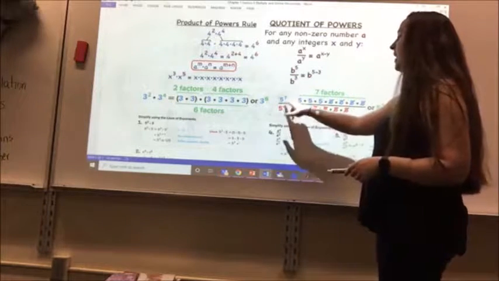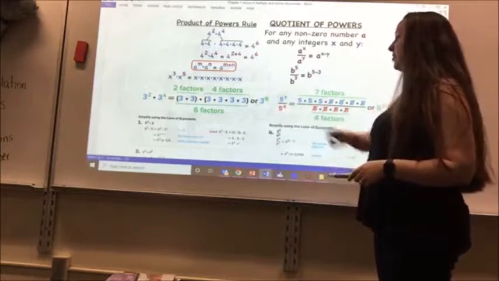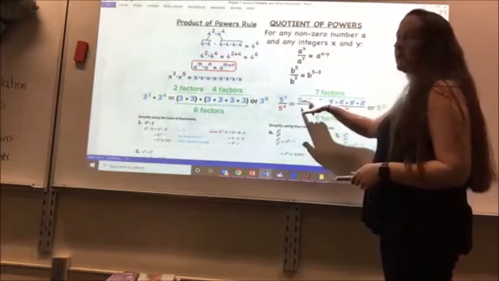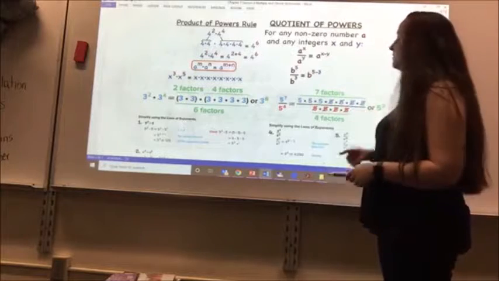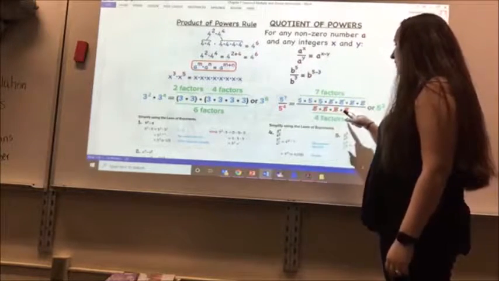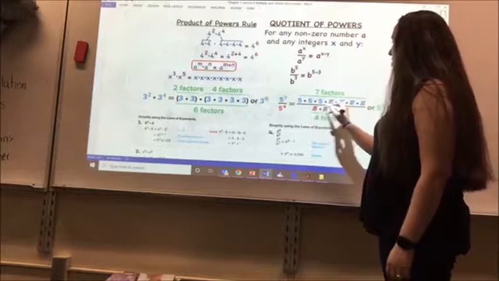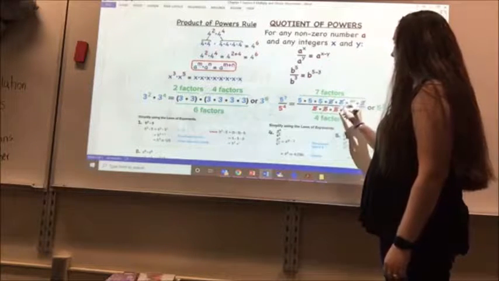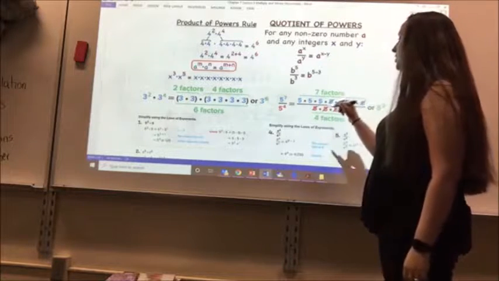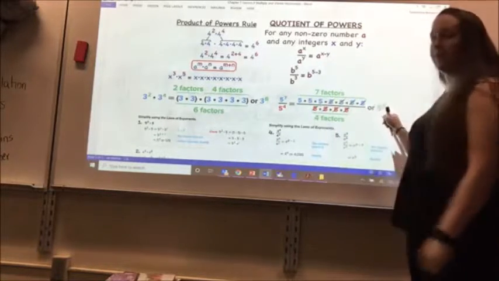Okay, same thing for 5 to the 7th divided by 5 to the 4th. So I have 7 factors, and it's really nice because you could actually write them out. So I have 7 factors on top and, for 5 to the 4th, I have 4 factors on the bottom. So I can actually go and cross these out. 4 on the bottom, I can cross 4 of the 5s out on top, so I'm left with 3 5s or 5 cubed.